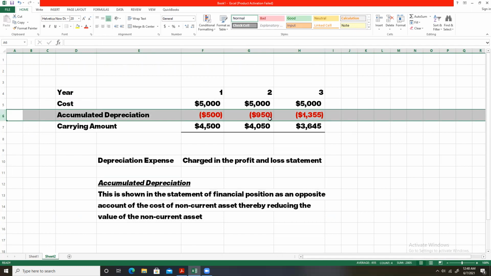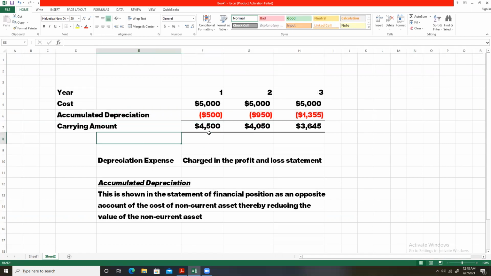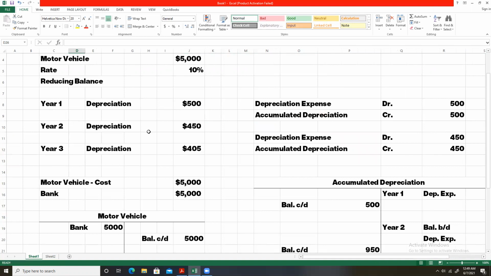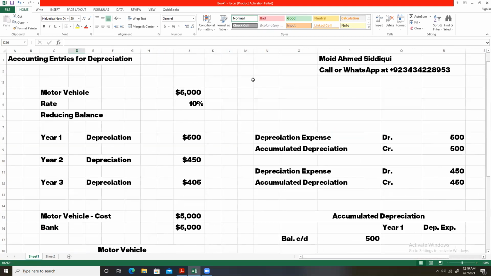And accumulated depreciation will continue to accumulate, continue to rise, as more and more depreciation expense is charged. As a result, the carrying amount of the non-current asset, or the written down value, the net book value of the non-current asset, will fall as time passes. So this is the accounting treatment. This is how depreciation is recorded in the books of accounts. These are the general ledger accounts for the non-current asset and the depreciation charged on the non-current asset.